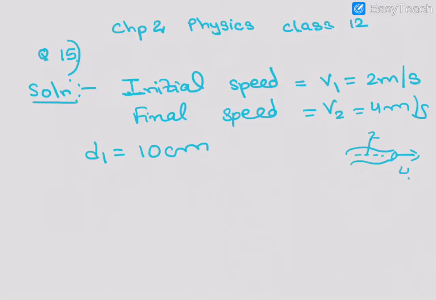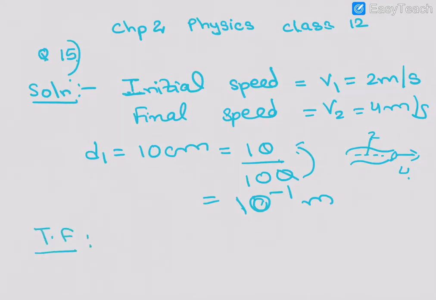Now see, these are in meter, so this centimeter also you have to convert into meter. To convert to meter, what do you do? 10 divided by 100, right? So this 0 will cut, this 10 will go up and it will become 10 raised to minus 1 meter. And what we need to find out is the outer diameter of the nozzle. So that we can take as D2, which we need to find out.